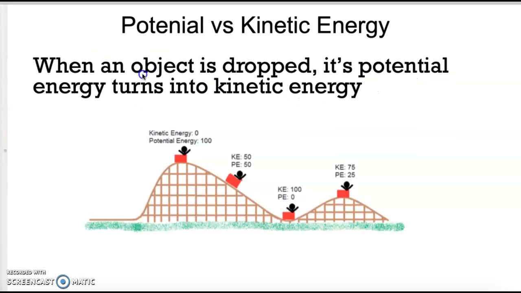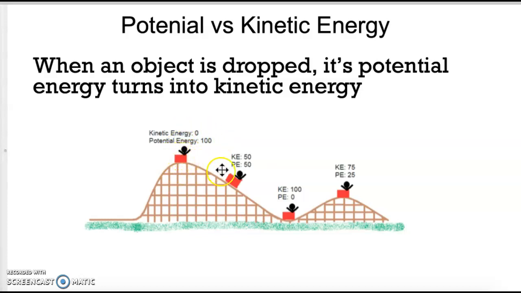All right, so looking at the transitional component of when an object moves into potential energy and when it moves into kinetic energy, we look at this picture of a roller coaster, and this should be on your notes. When an object is dropped, its potential energy turns into kinetic energy. You can see at the top, this roller coaster is not moving yet, and is at the very top of the height of the roller coaster. So it's got 100 potential energy and 0 kinetic energy because it's not moving.